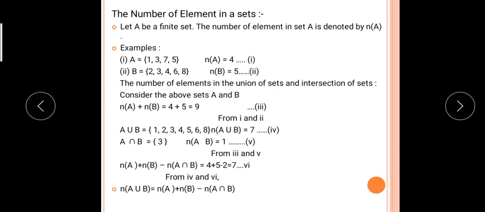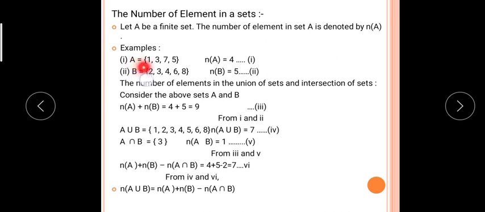For this, see here, the set should be finite. If it is infinite, then you can't use this, because if it is the set of natural numbers, how many numbers are there, can we count it? No, so we can't write it. If the given set is finite, then only we can write the number of elements in the given set.